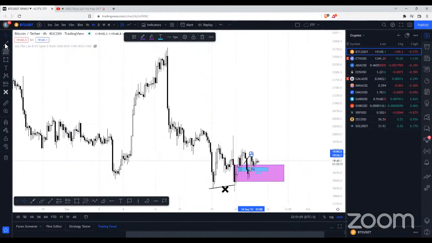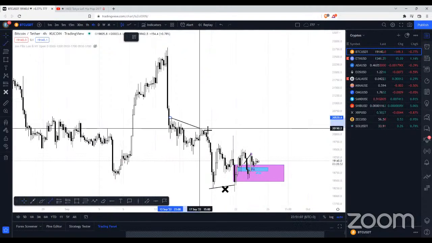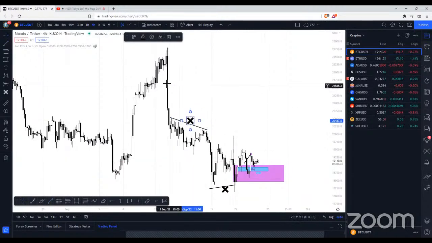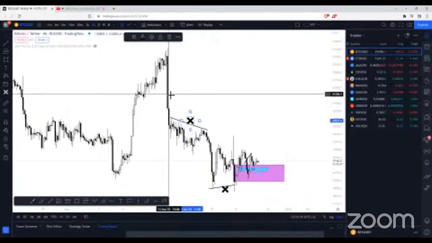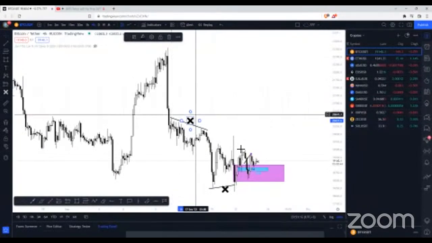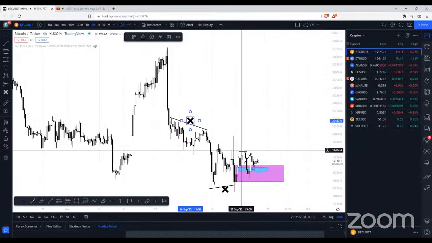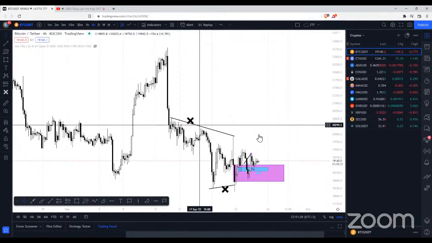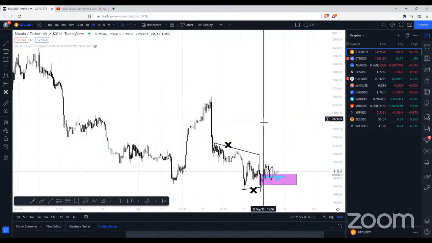We do have a lot of liquidity that's right here. You can target that. Possibly this imbalance here. Liquidity up here. This is a lot of liquidity right here, man. So I'll be targeting this, but I do see bullish short term right now.